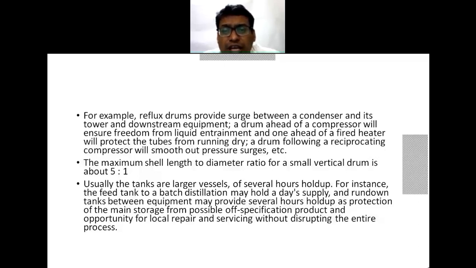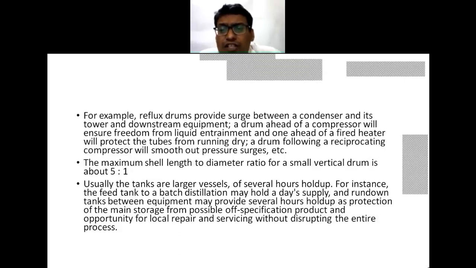Then the maximum shell length to diameter ratio for a small vertical drum is 5:1. 5 is your length and 1 is your diameter. Generally, the tanks are large vessels. These are large vessels with several hours of hold up. That is, the hold up is more in case of our tanks, and that is why they are called tanks, where the hold up is more.